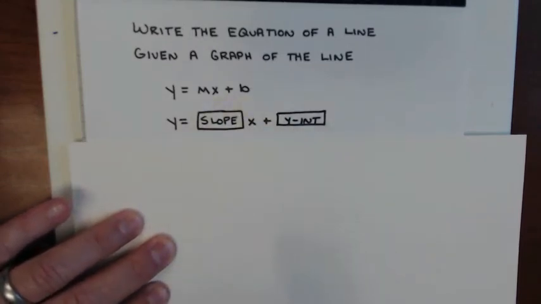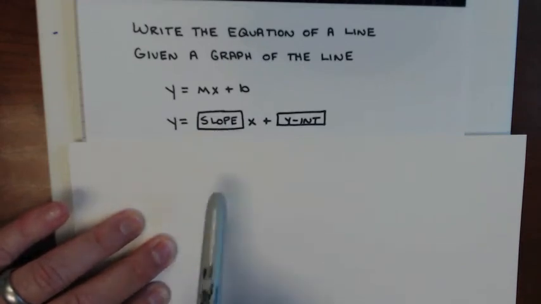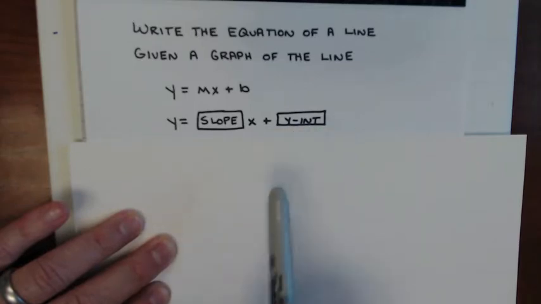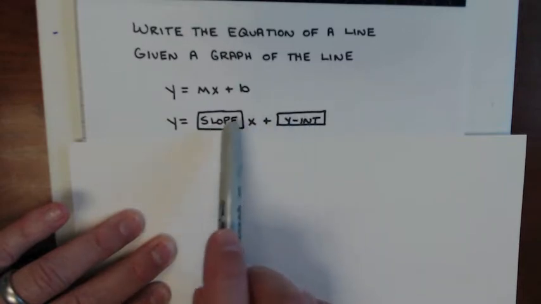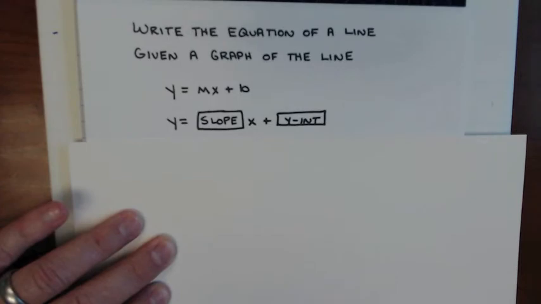So you need to look at the picture, count the blocks like we've gone over in previous videos, figure out what the slope is by counting the blocks, put it right there in that spot. Then you look and see what the y-intercept is. The y-intercept is where that line crosses the y-axis. Once you have those two pieces of information, you just put them in these two spots right here, and you've got the equation of the line.